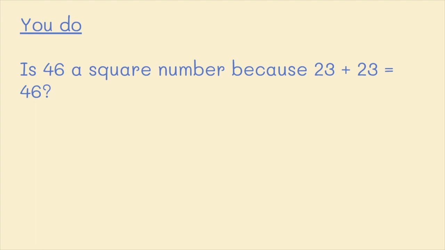Is 46 a square number because 23 plus 23 is 46? It does not matter if we can halve the number and that makes it a square. That doesn't count at all, okay? 46 is not a square number because it has no factors that we can times by themselves to make 46, okay? 23 is a factor of 46, but 2 and 23 make 46, okay? So it does not matter. We can't tell whether it's a square number just by adding those halves together.